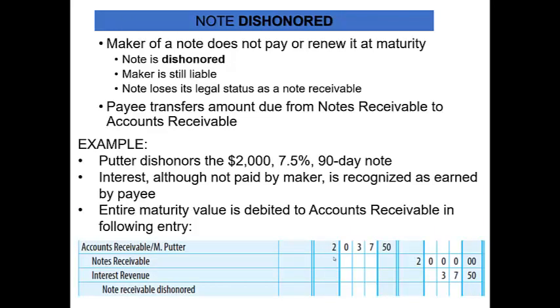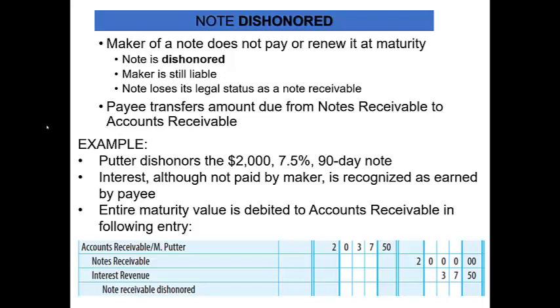Now sometimes the maker of a note doesn't pay the note, they don't renew the note, they just dishonor the note. The maker is still liable to the company for this note, but it loses its legal status. In other words, you can't sell a note that's past its due date. Nobody's going to want that, so the note cannot be negotiated now. In our example here, we're going to assume that this note has not been discounted. It's just a regular notes receivable that we've been carrying on our books as an asset.